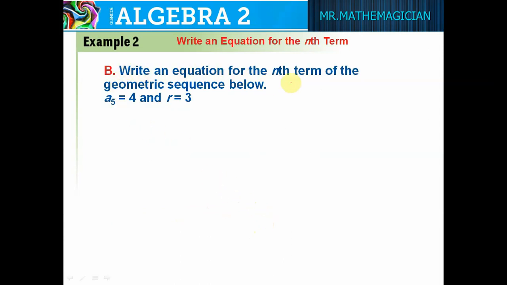Write an equation for the nth term for the geometric sequence below. a5 equals 4. You are not given a1, you are given a5. And r equals 3. And we need the nth term. Let's try to find a1.